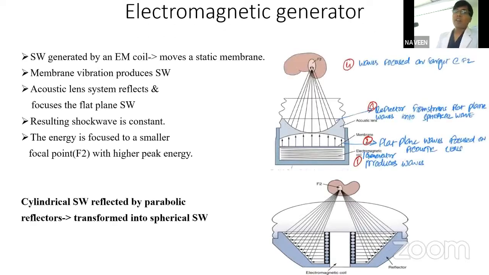Now come to the electromagnetic generator. The electromagnetic generator generates shock waves by EM coils. They mainly produce 2 types of waves: flat plane waves and cylindrical waves.